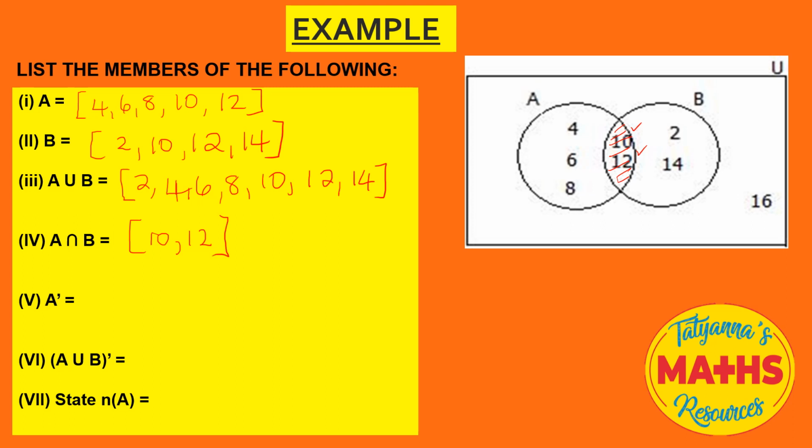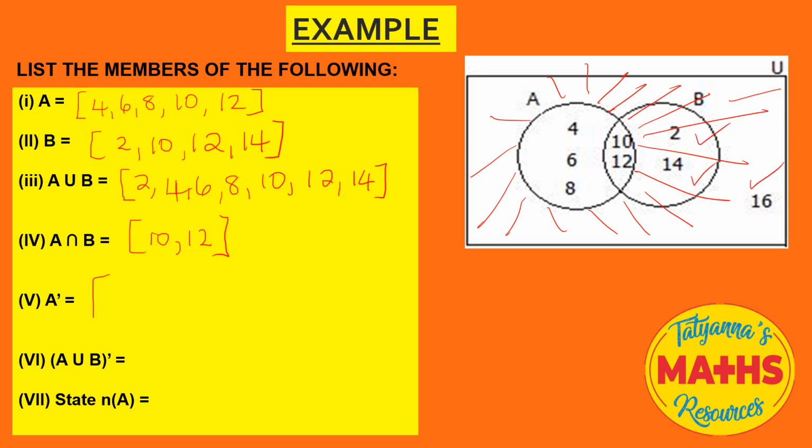Okay, now we come to A complement. So let's erase that. A complement means everything outside of A. So that's everything outside of A. What is outside of A is 2, 14, and 16. 2, 14, and 16. Let's erase what we have there.